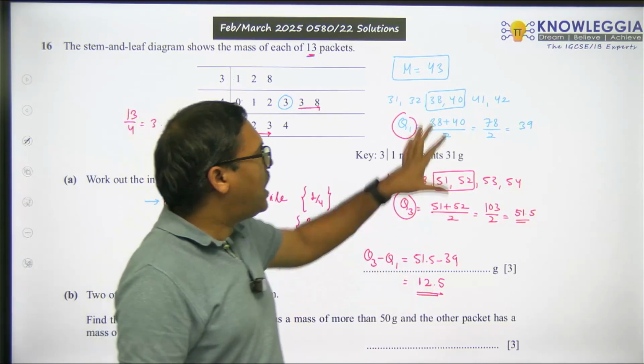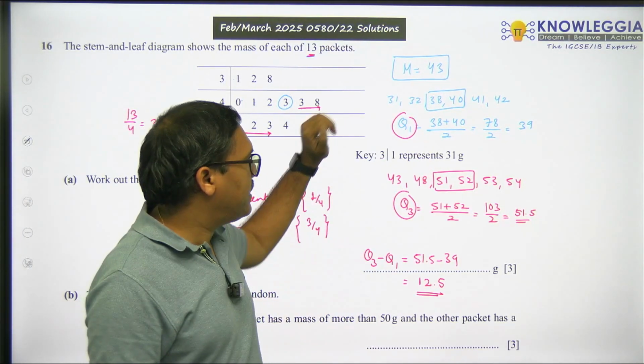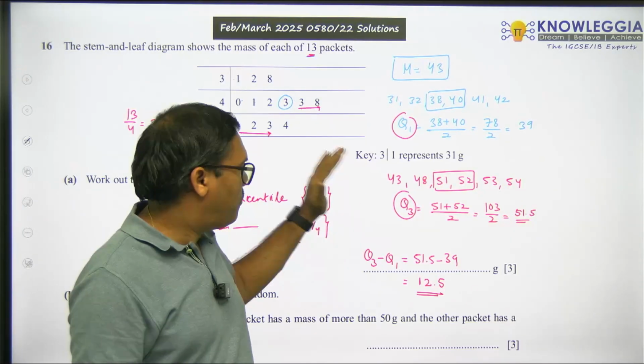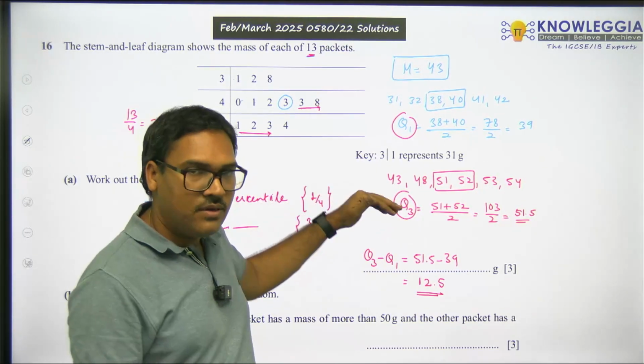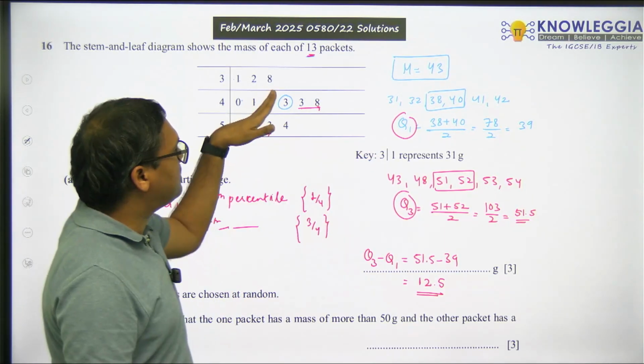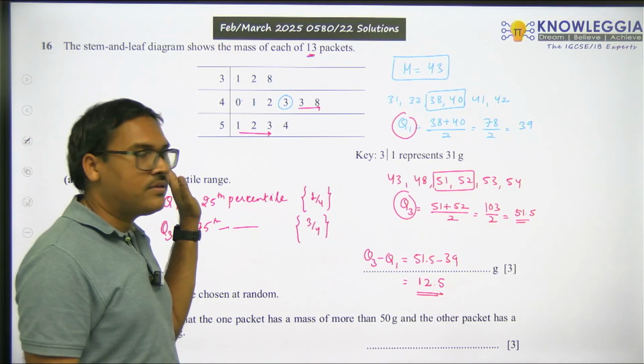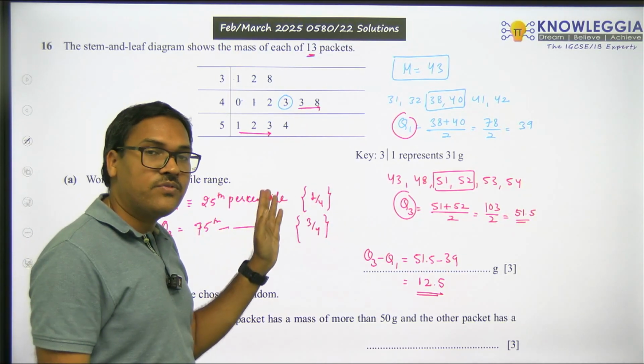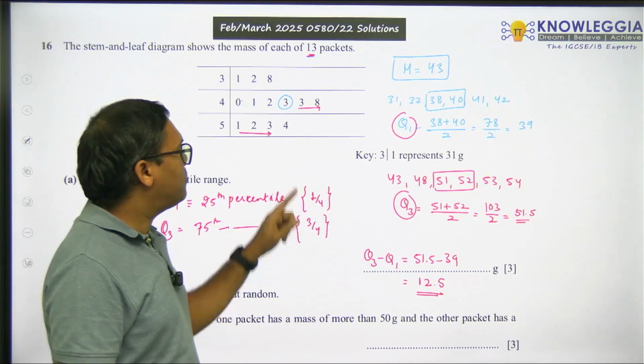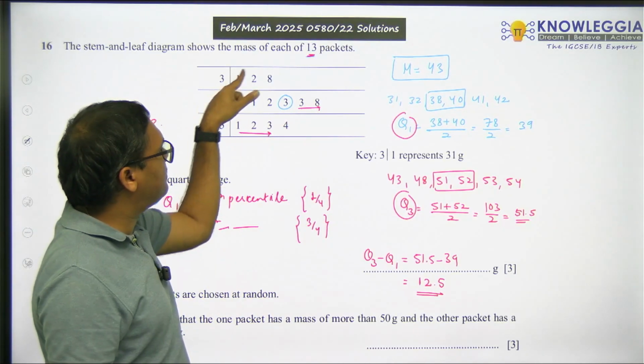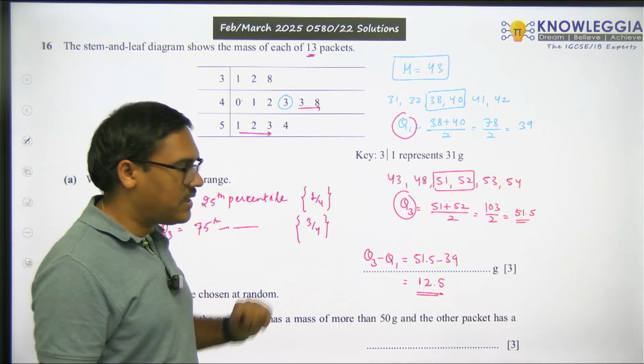I hope this is clear. How to find the interquartile range: find the lower quartile, find the upper quartile, take the difference. How to find the lower quartile? This is the median of the data which is below the median. And the upper quartile is the median of the data which is above the median. So accordingly, you can answer this question.